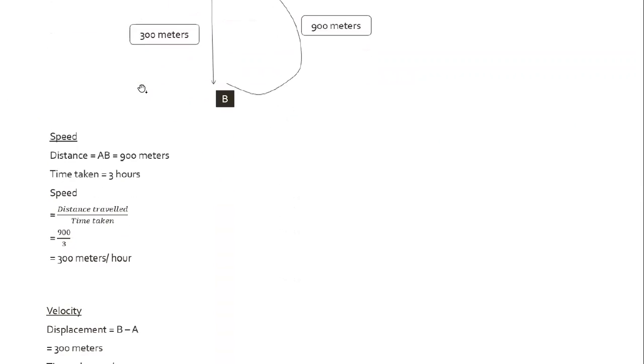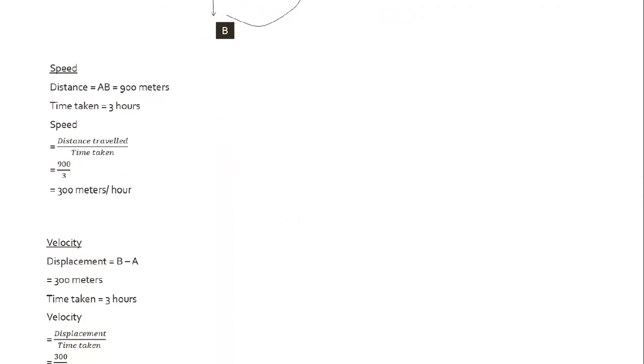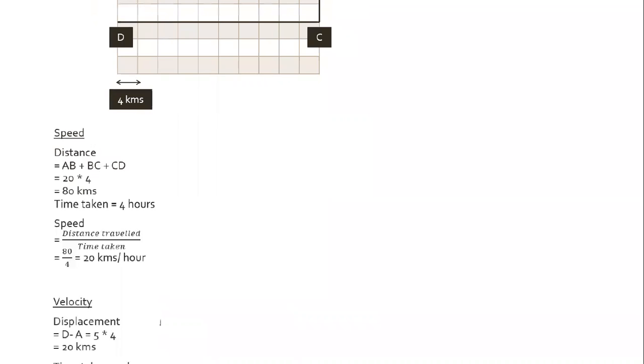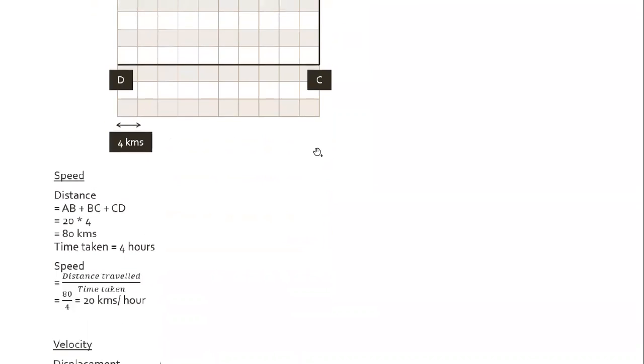Right? For all the questions, first find out the distance in case of speed, or the displacement in case of velocity. For speed, find out the distance. For velocity, find out the displacement. Second step, find out the time. Third step, apply the formula. In all the questions, the same steps are being followed, right?